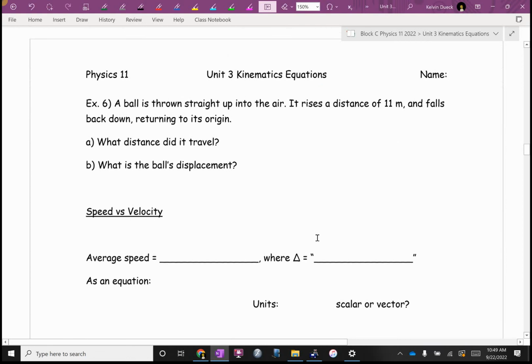Where it's really going to become a bit more important is when we start looking at projectile motion, throwing objects into the air or dropping them from cliffs. So this says a ball is thrown straight up into the air. It rises 11 meters up, and it comes straight back and ends up where it started from at its origin point. What distance did the ball travel in total? Yep, 22 meters.